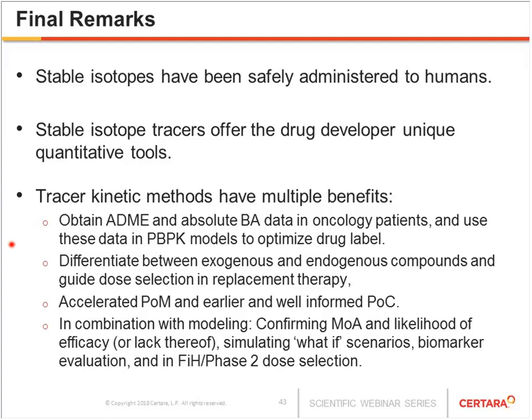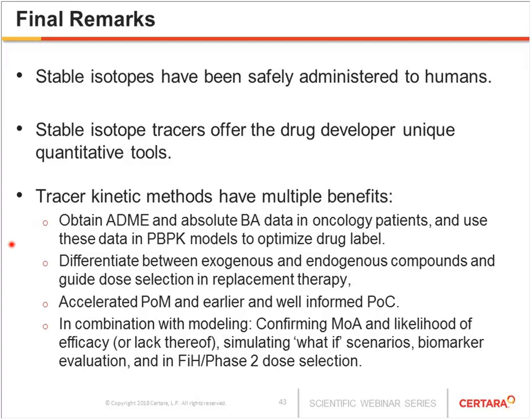And ultimately, as we have seen in the modeling example that I last presented, tracer kinetics can also help confirm the mechanism of action, the likelihood of efficacy, or lack thereof, as we have seen with the CETP inhibitor example, and also use modeling approaches combined with tracer kinetic data to simulate virtual clinical trials where we could explore what-if scenarios that would be hard to undertake in real clinical studies. Also, through this combination of tracer kinetics with QSP modeling, for example, we could evaluate biomarkers.